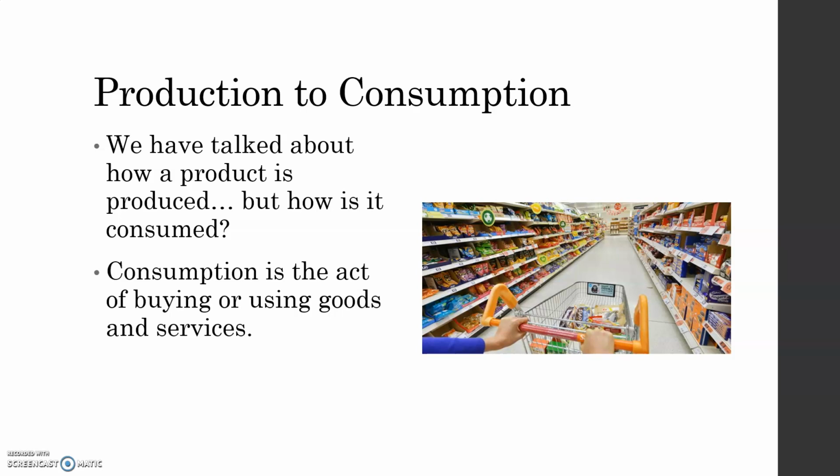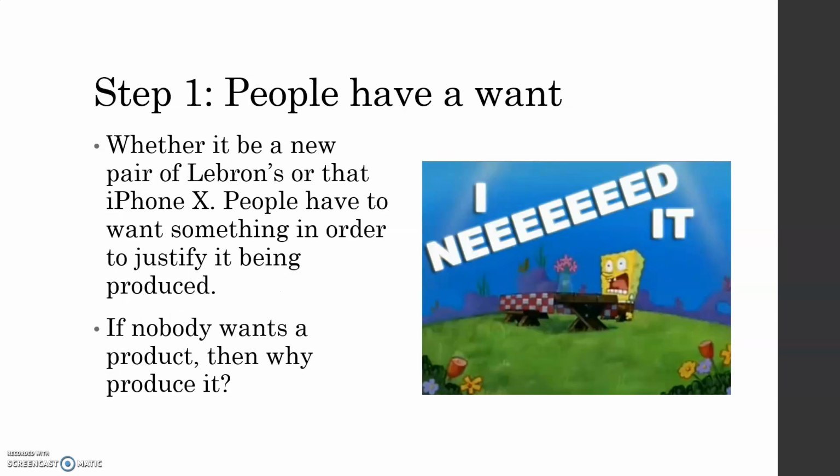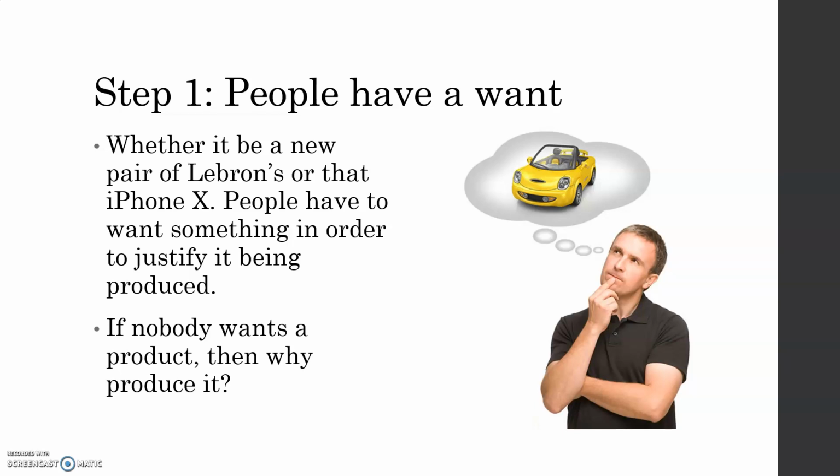Let's talk about how consumption works, though, and it works in 4 steps. First, people have to have a want. They need it. Whether it be a pair of the latest LeBrons or the latest iPhone, people have to want something in order to justify it being produced, which is where the factors of production kick in. If nobody wants a product, then obviously no one's going to want to produce it because it won't make any money. So for our hypothetical situation, let's take it when somebody wants to buy a new car.